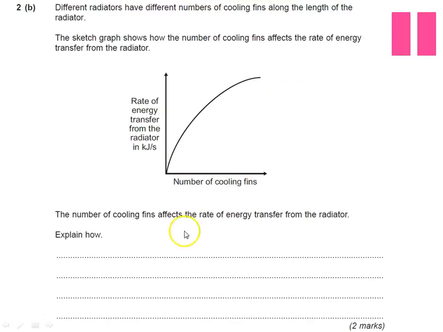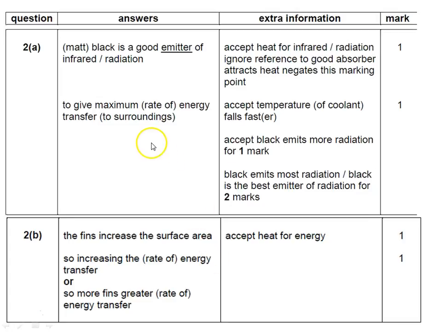So what you need to say here is that number of fins, or more fins, means a larger surface area, therefore there would be a higher rate of energy transfer. Here's marks here. So the first one, black or matte, is a good emitter of infrared radiation. Ignore any reference for it being a good absorber.